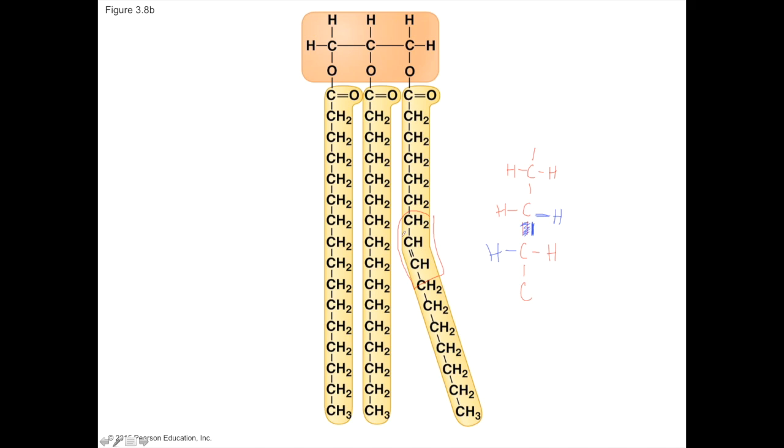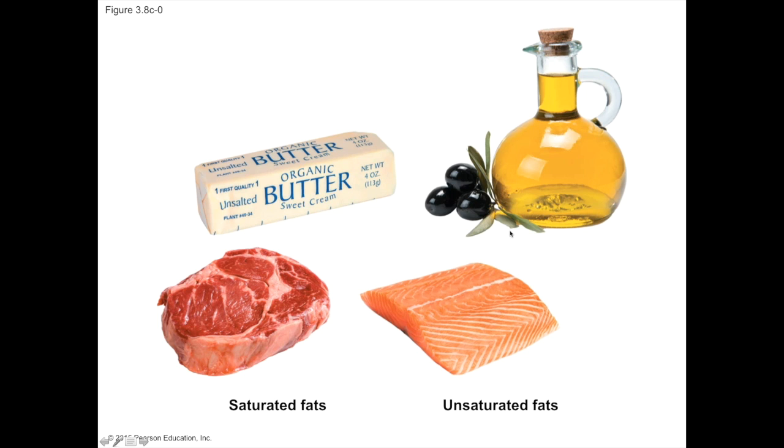Now you do have 4 bonds. Each carbon has 4 bonds here, but we're not holding as much as we could possibly hold. So that's why this is considered unsaturated versus this being saturated. Now, when you're looking at saturated, saturated fats are going to be solid at room temperature.